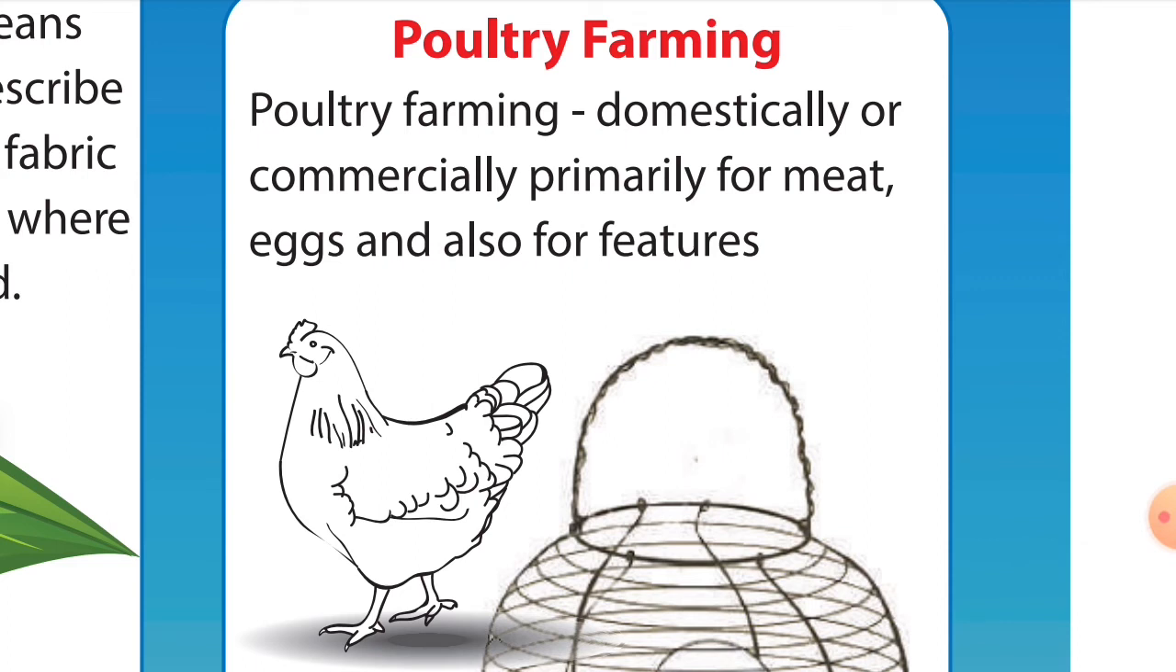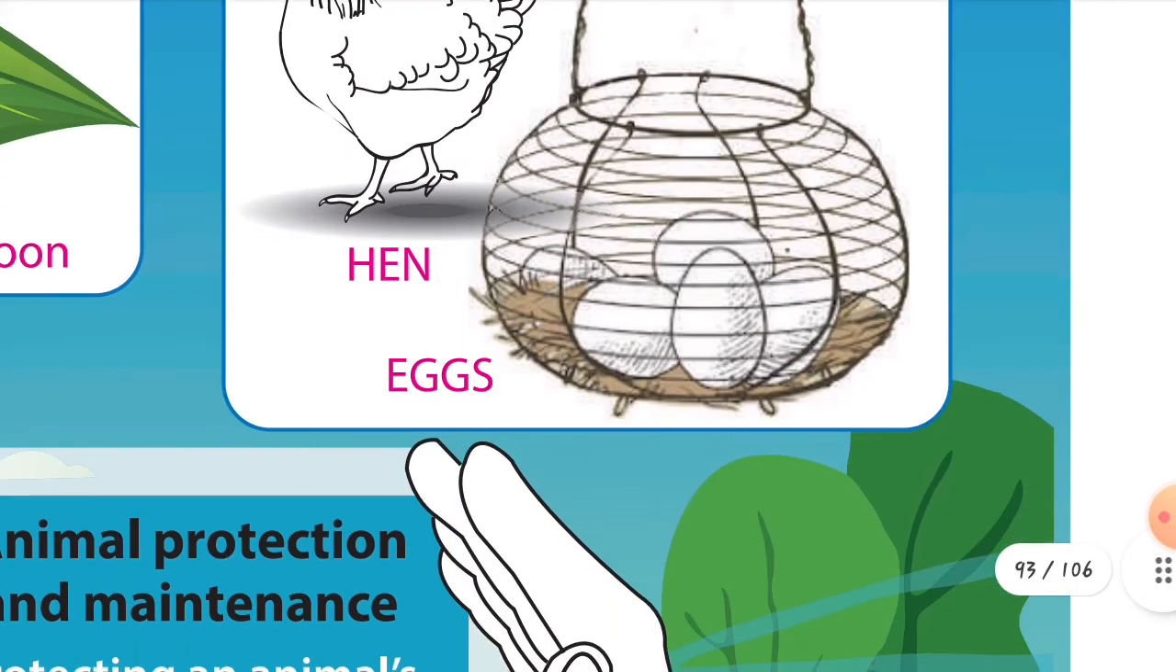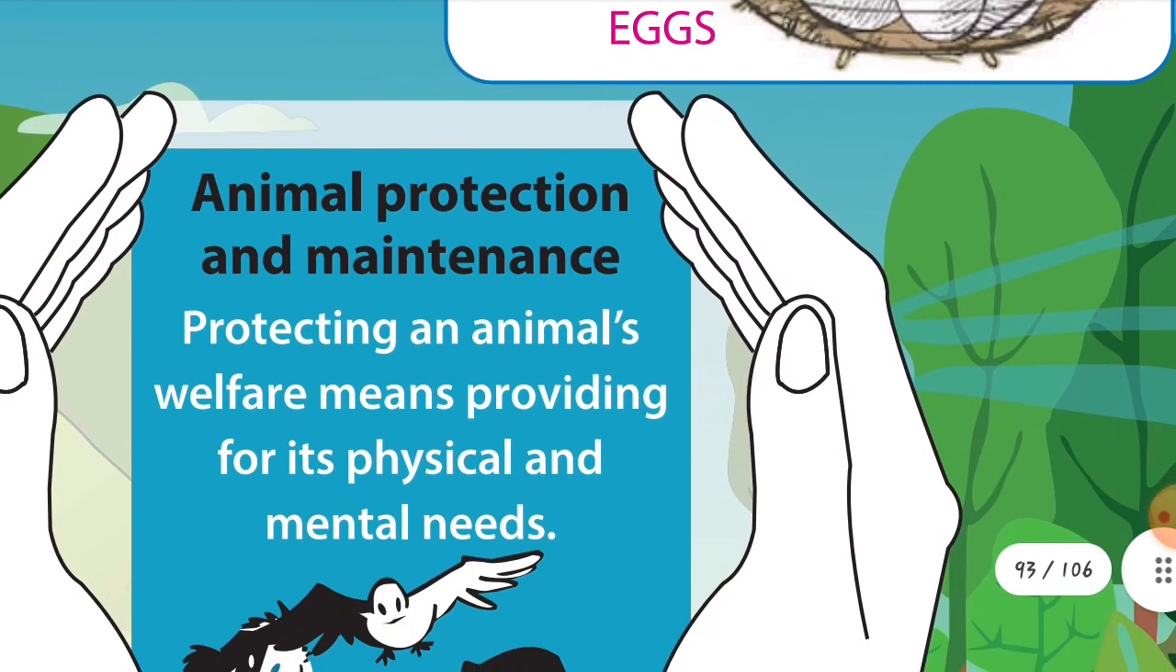Poultry farming is done domestically or commercially, primarily for meat, eggs and also their feathers. And the last picture, children: animal production and maintenance. So see, protecting an animal's welfare means providing for its physical and mental needs. Okay, fine.